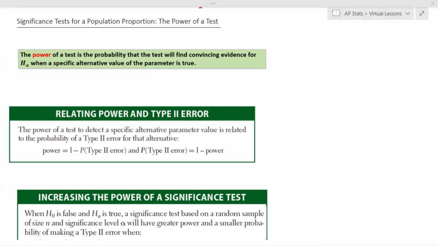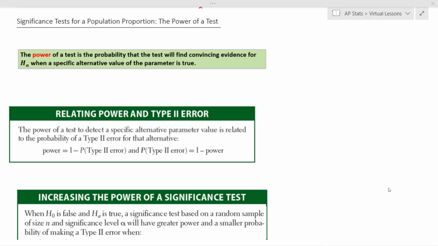So this is what is referred to as the power of a test. The power of a test is the probability that the test will find convincing evidence for the alternative when a specific alternative value of the parameter is true. The p-value is a conditional probability, and so is the power of a test. It's the probability of rejecting the null given that the parameter is equal to whatever the specific alternative value is. In other words, the power is the probability that we find convincing evidence that the alternative hypothesis is true, given that the alternative really is true. And then to interpret the probability, we just interpret that conditional probability in the context of the situation.